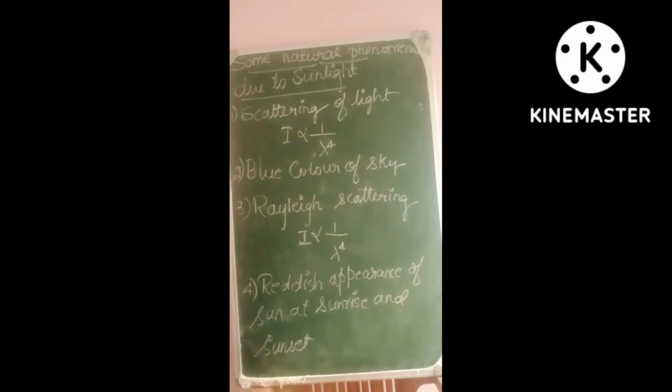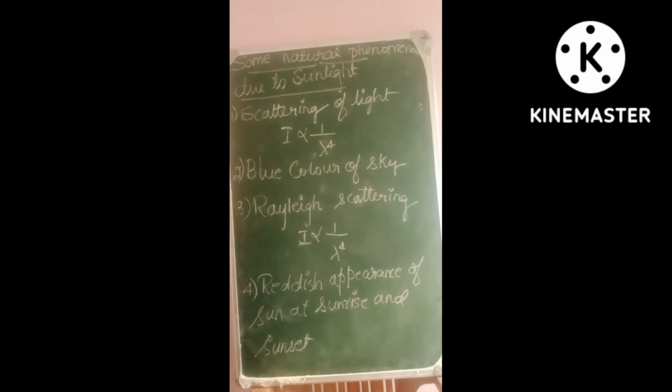There are some natural phenomena which occur due to sunlight. Out of those, the first one is scattering of light. As the sunlight travels from the sky and enters the Earth's atmosphere, it gets scattered by the atmospheric particles. It is called scattering of light.